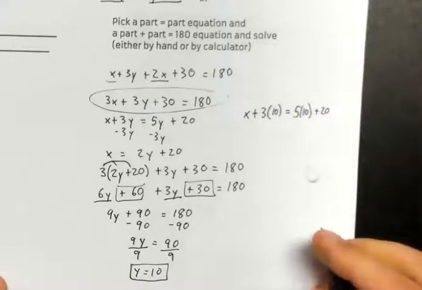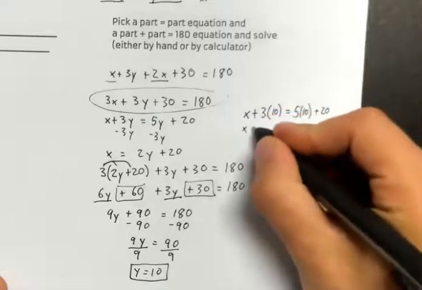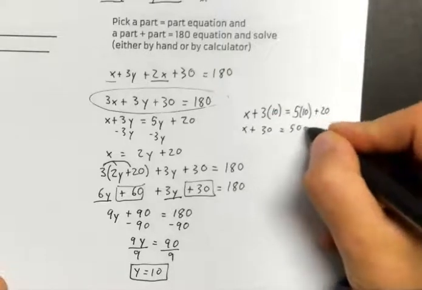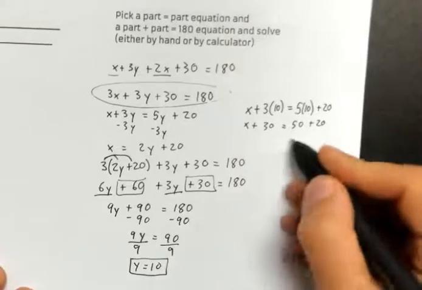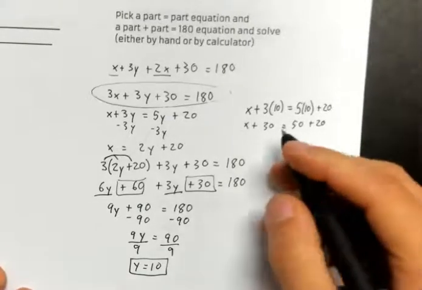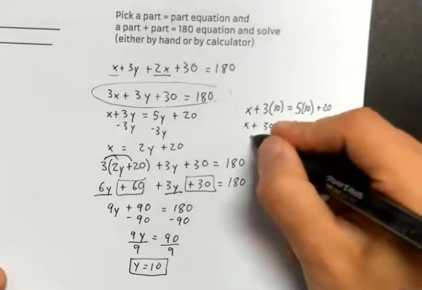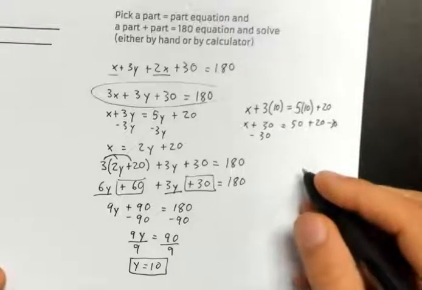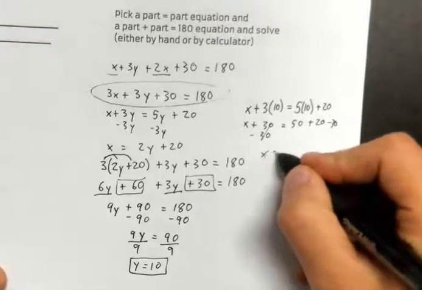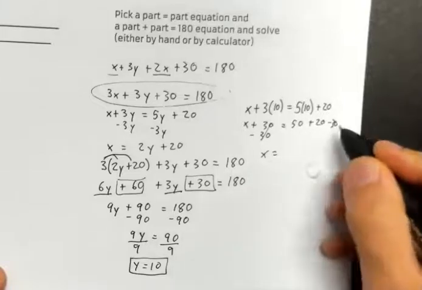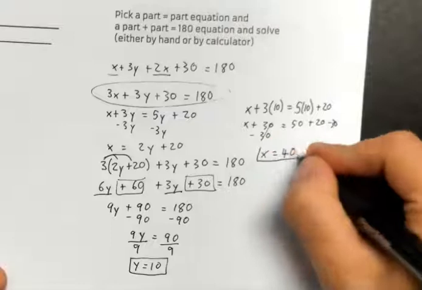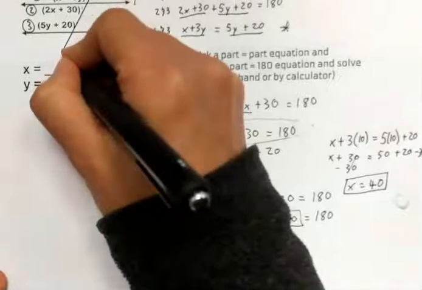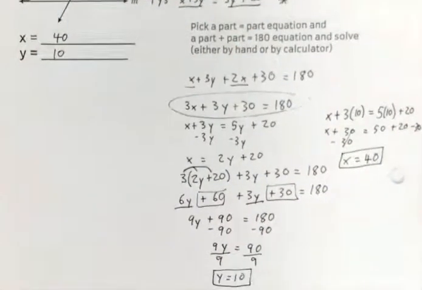Okay, so then when I multiply everything out, I get x plus 3 times 10 is 30 equals 5 times 10 is 50 plus 20. Combine my like terms and move this 30 over to the other side, so subtract 30 from both sides. Okay, and that gets rid of that, and x is equal to 50 plus 20 is 70 minus 30, and I get 40. Okay, x is equal to 40. Now I'm going to show you a much easier way to do this.